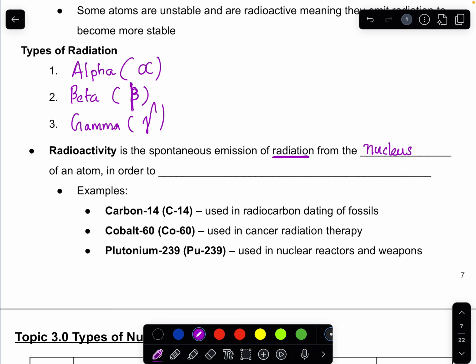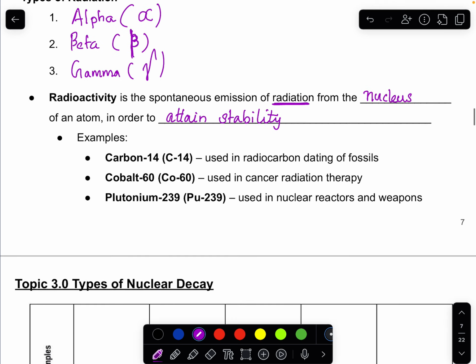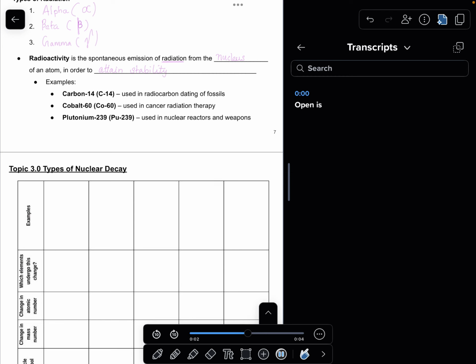It emits radiation because it needs to, in order to attain stability. If they have higher energy, they are less stable, so they need to go to a low energy state. We have seen there are so many applications, and at the end of the unit we will discuss all the applications, and we will read the resolution paper also.